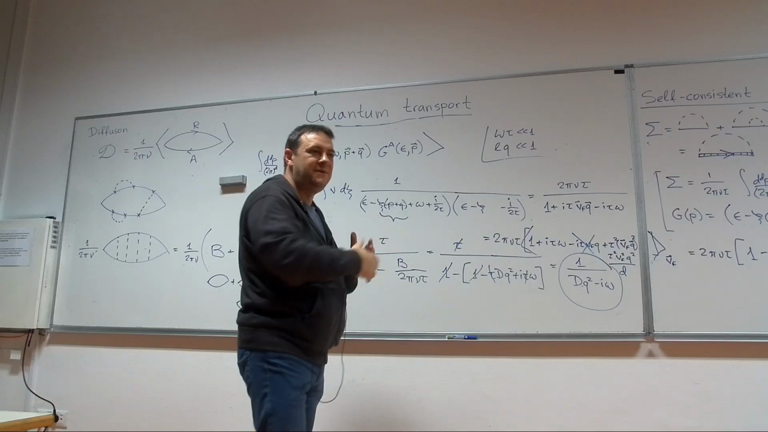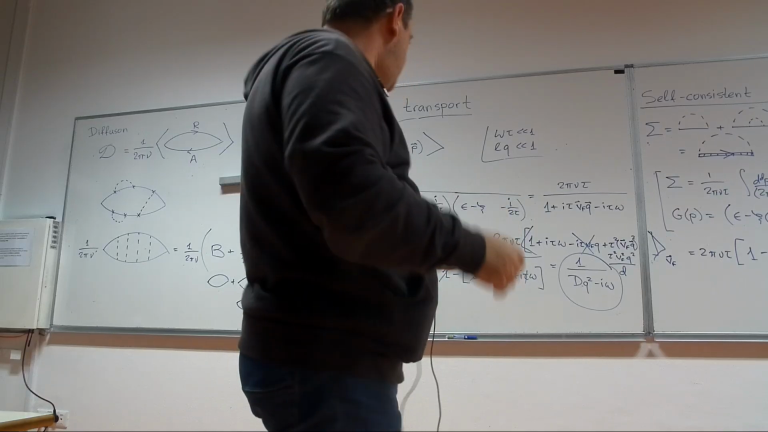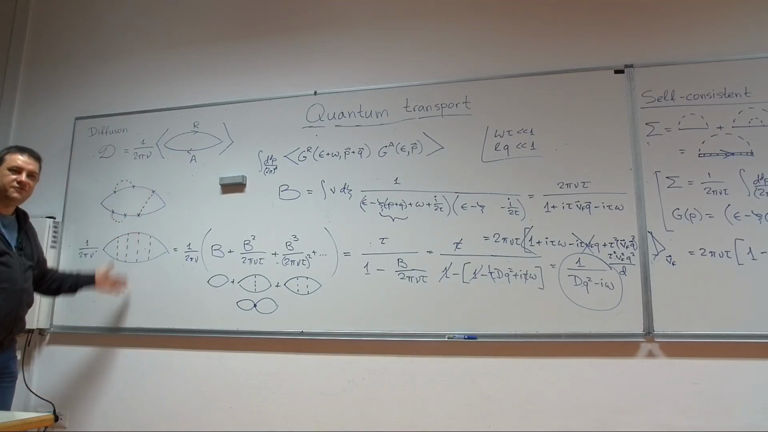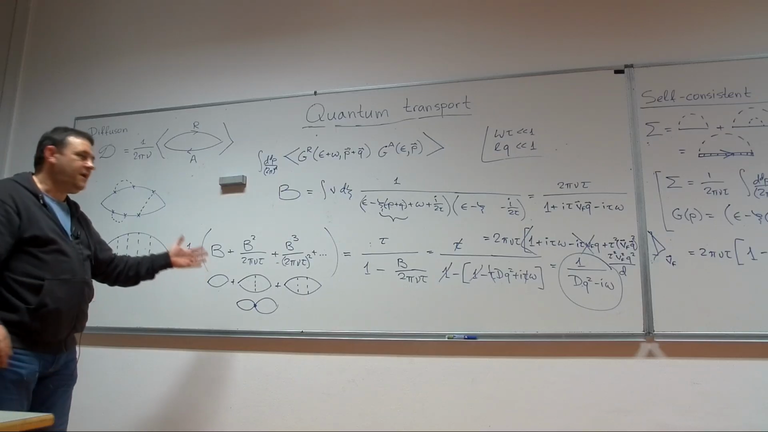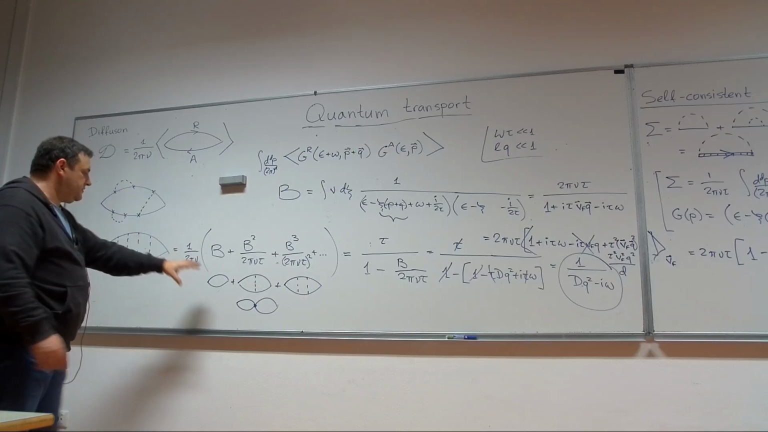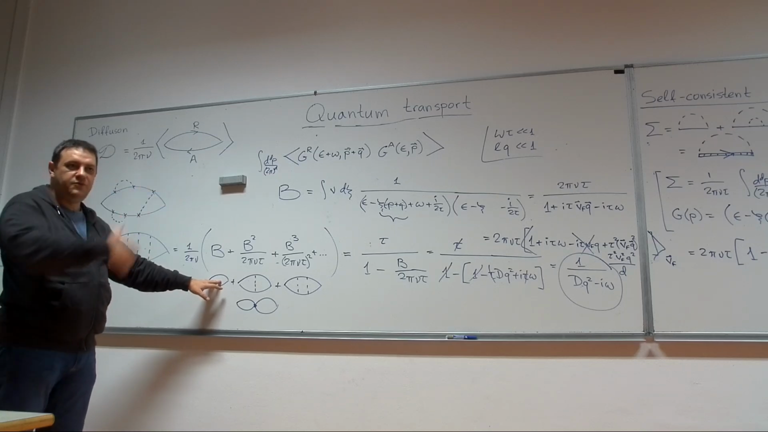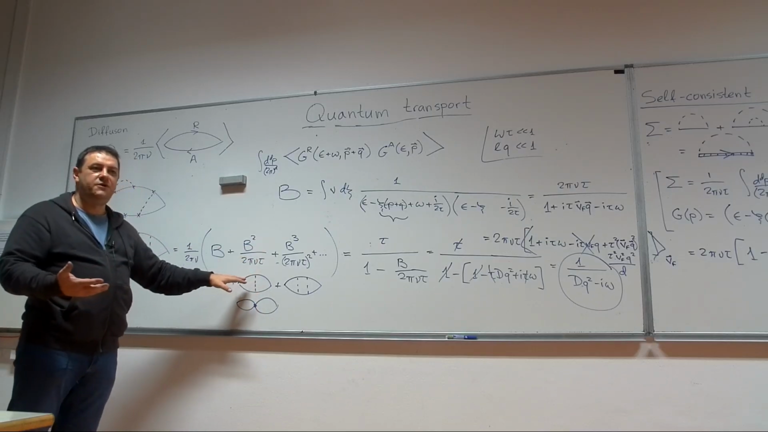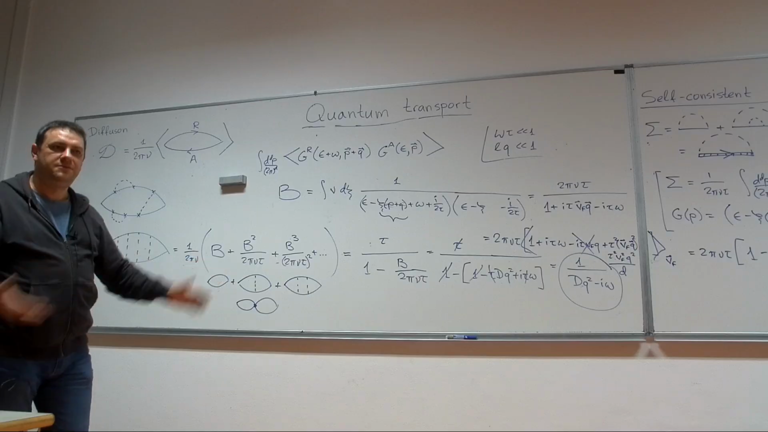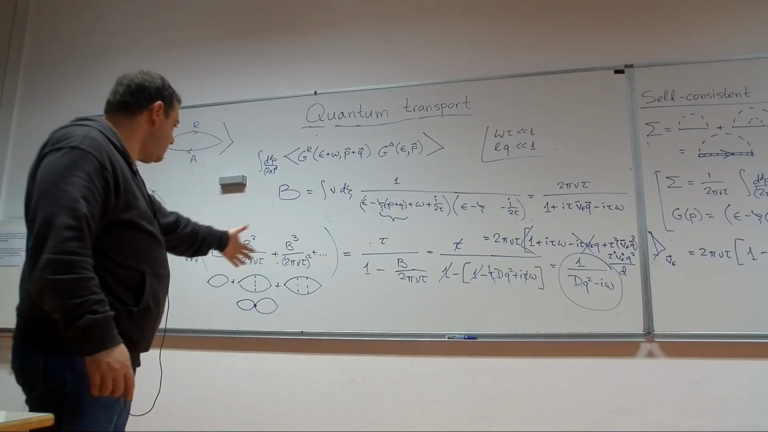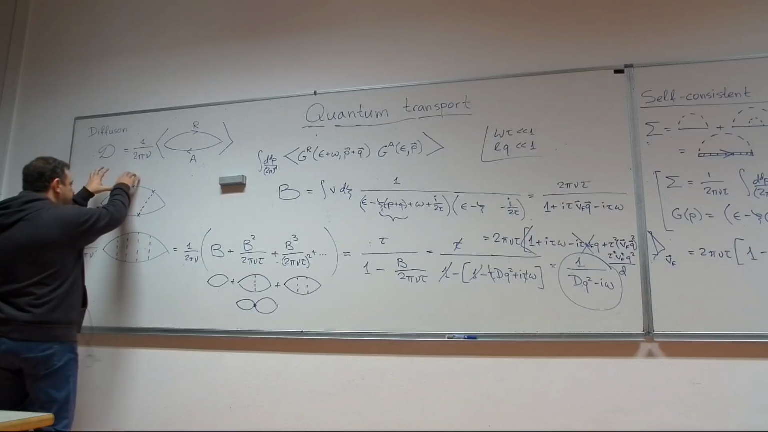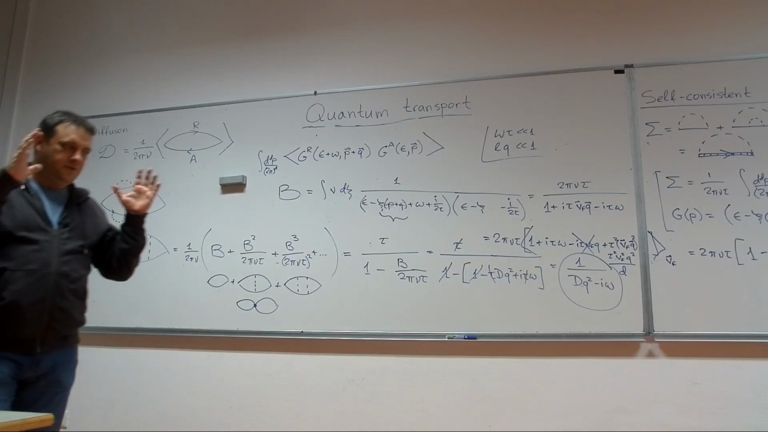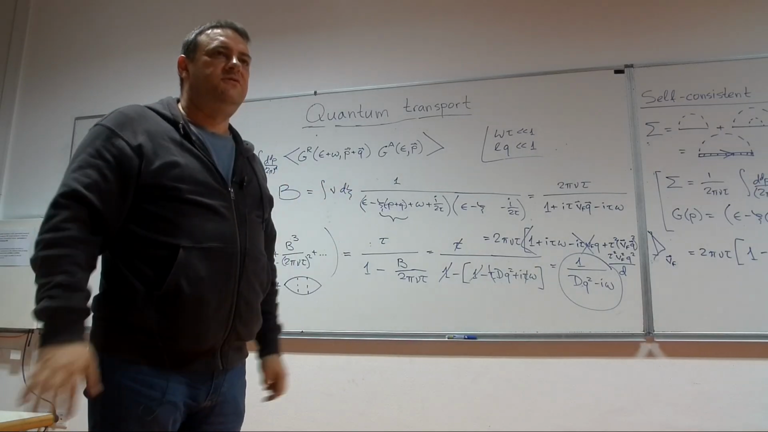To get D, we need to include diagrams with 0 vertical lines, 1 vertical line, 2 vertical lines, and so on. The diagram with 0 vertical lines is exactly B, how I defined it. And this one is exactly B squared over 2 pi nu tau, how I defined it. And if you sum them all, it means you included all diagrams which have all possible self-energies and all possible vertical lines, given that they do not intersect.